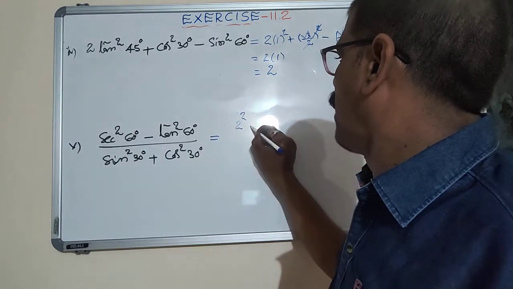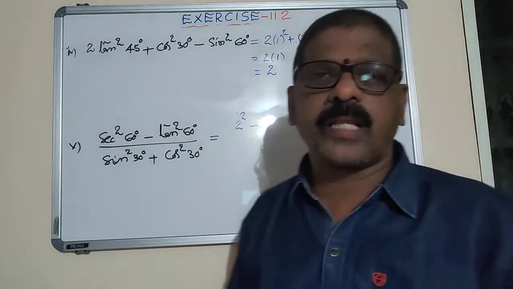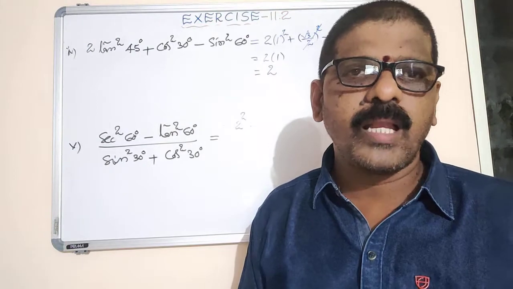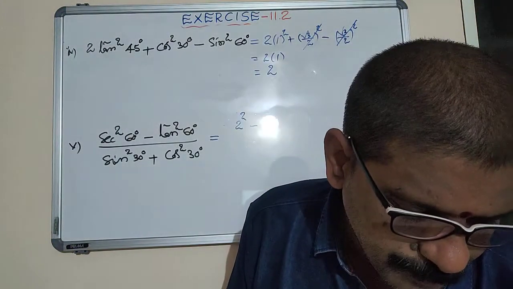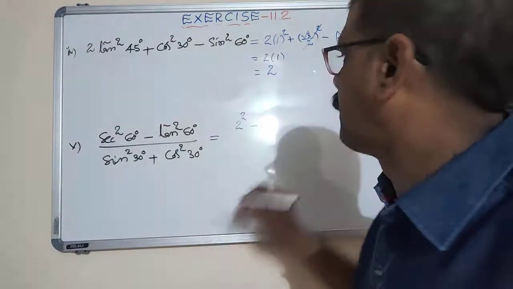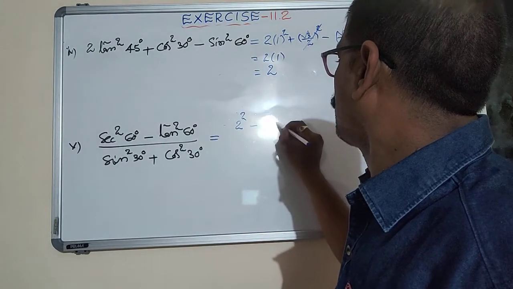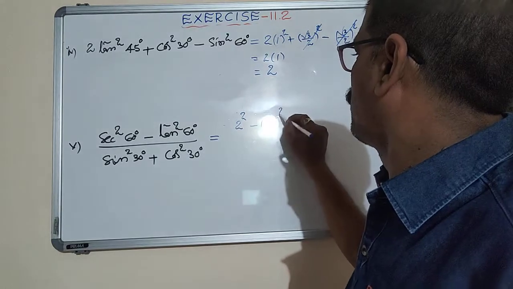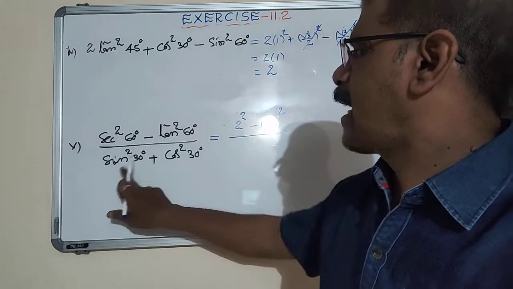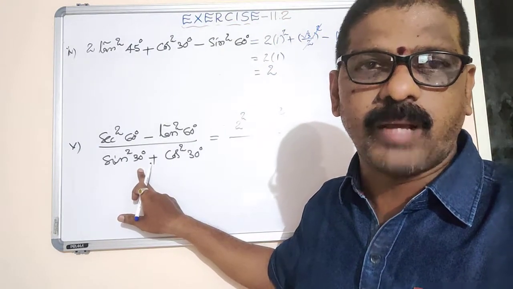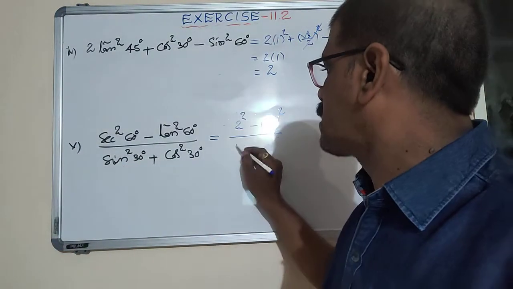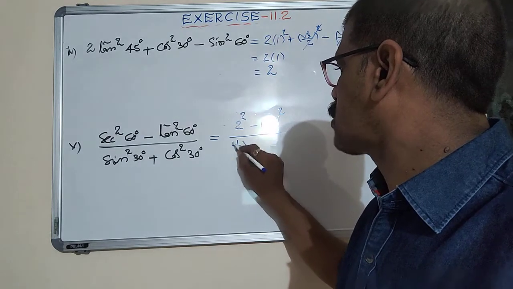The sign is minus tan square 60. That means tan 60. What is the value of tan 60? The value of tan 60 is root 3. Clear? Root 3 square is known. Whole by sin 30. What is the value of sin 30? The value of sin 30 is 1 by 2. Sin square 30 value is 1 by 2 whole square.